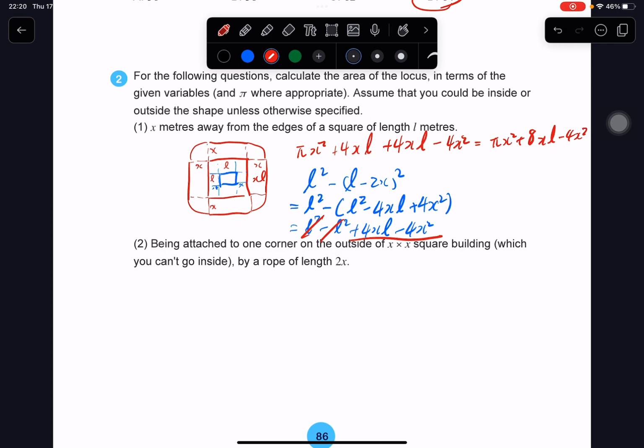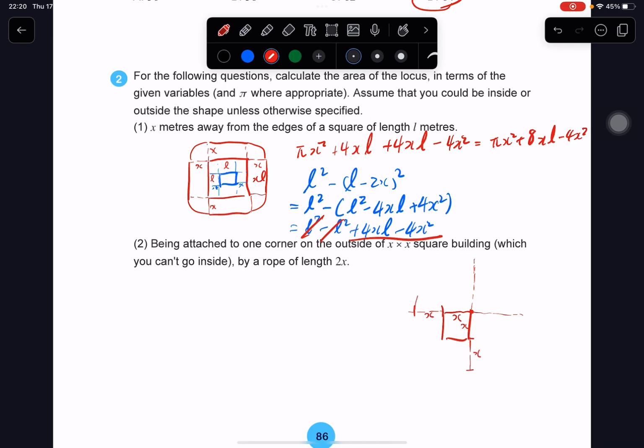For subquestion 2, if I have it attached to one angle of an x by x building, that is having a rope length of 2x. So first of all, you can just try to imagine that it's going to extend by 2x in all directions. But then you're going to realize that after turning the corners, it's just going to have a length of x, right?